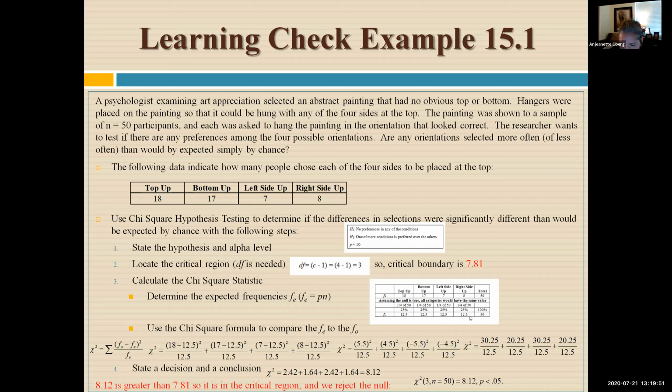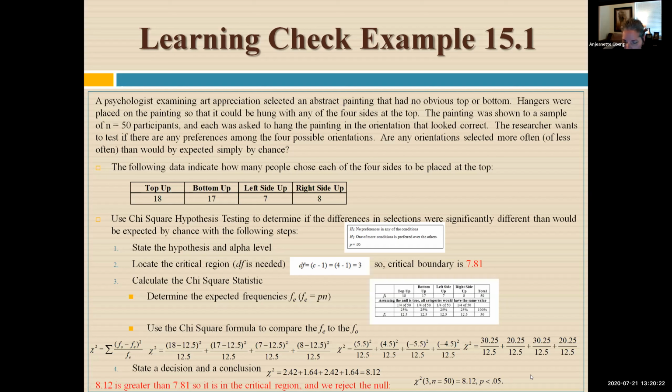They have 12.5 all the way across, okay? Then here's our formula. They're doing 18.5 divided by 12.5, and so on for every single category, and they get a chi-square of 8.12. I don't know if our chi-square was exactly that. I may have done a little bit of math off, but that's okay. And then I say 8.12 is in the critical region, so we reject the null.